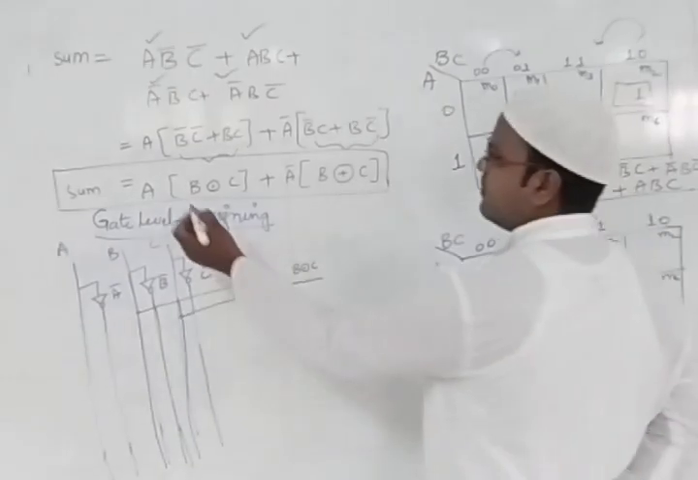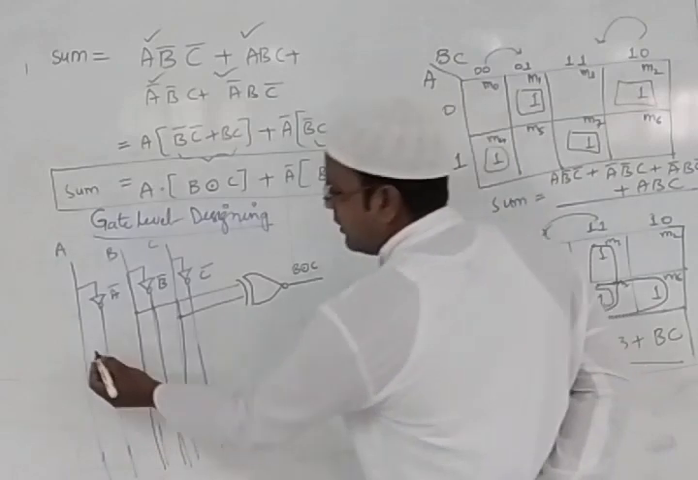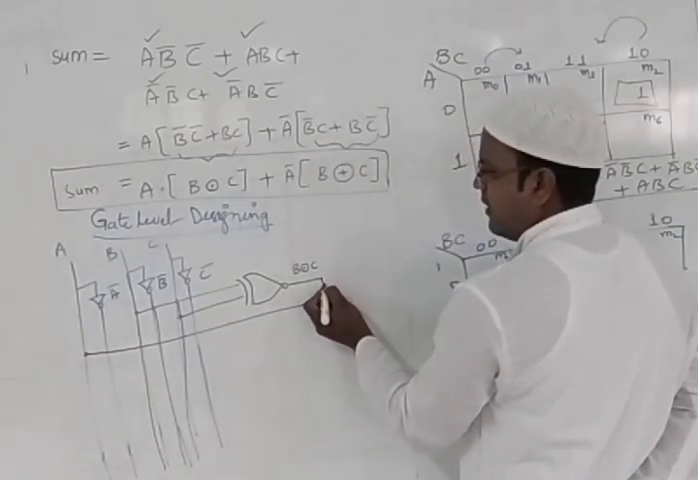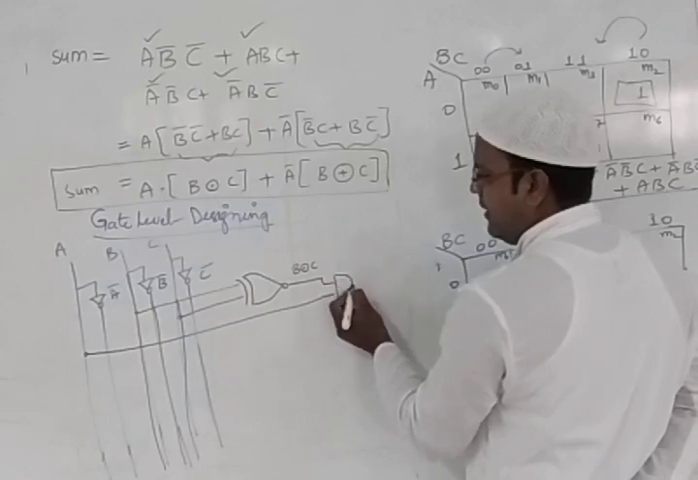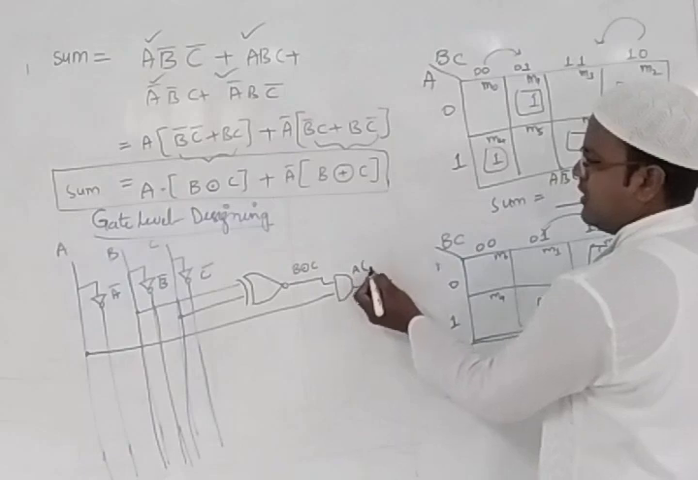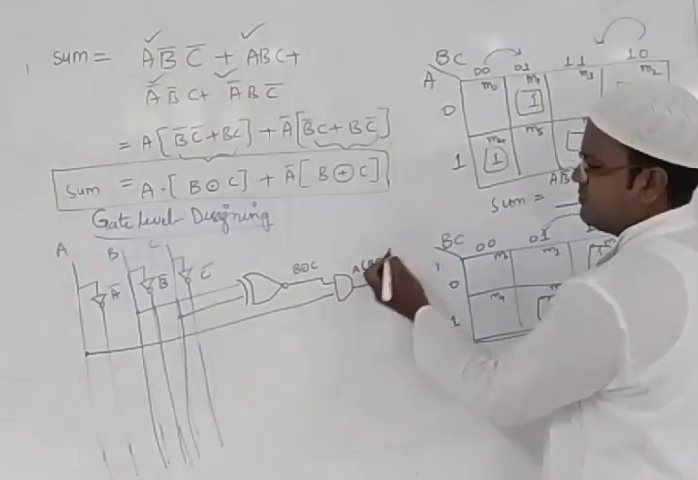And then I need to multiply with A. So what I am doing, one more connection I am taking from A. Like this I took the connection from A and I connected with an AND gate. So what is the output for this? A exclusive NOR with C. So we got this thing.